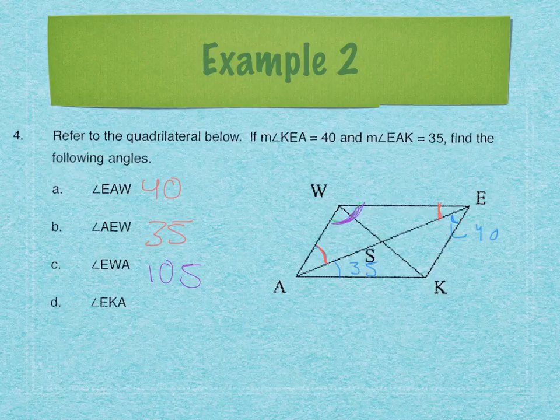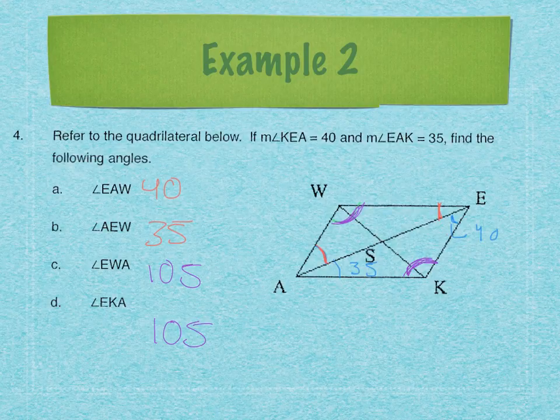Now I'm looking at angle EKA, is my angle down here. What is that angle going to be? 105. That one's 105 as well. Same reasoning. I can make that triangle and subtract from 180. All right.